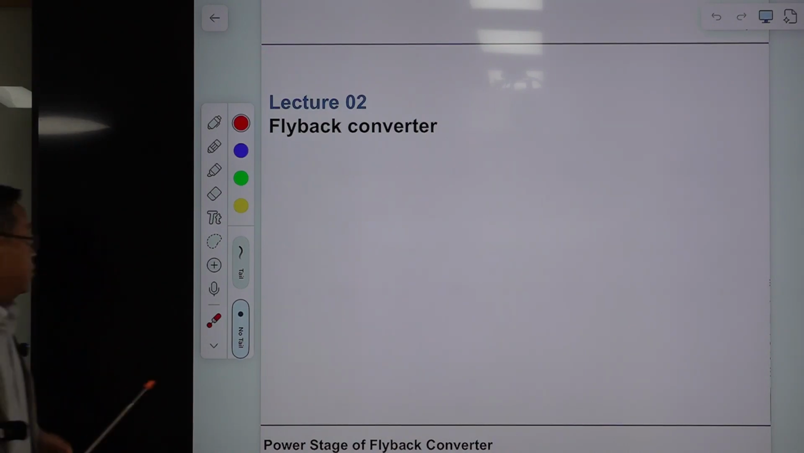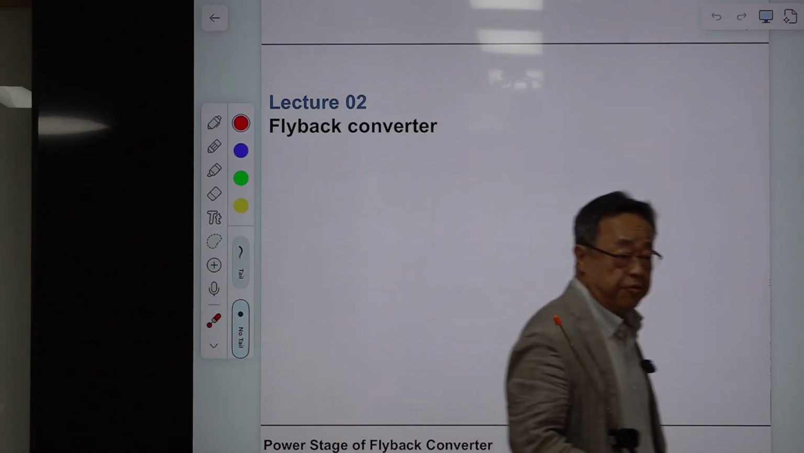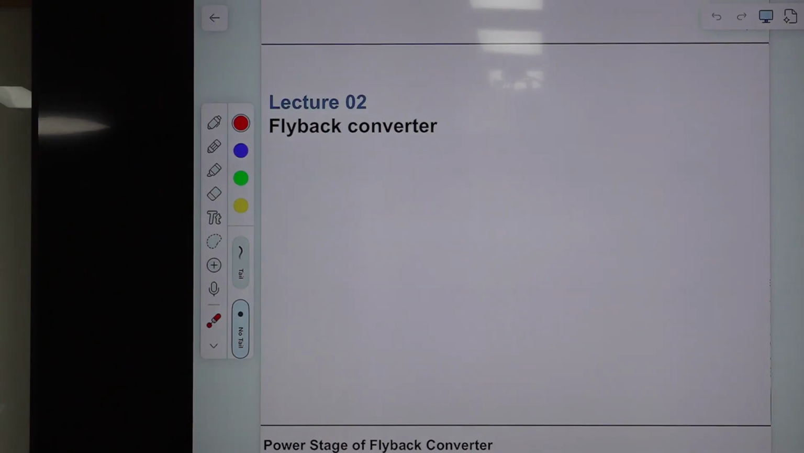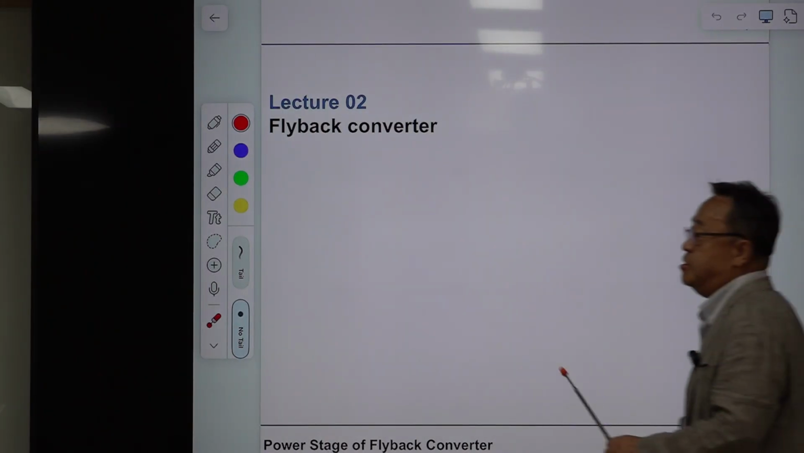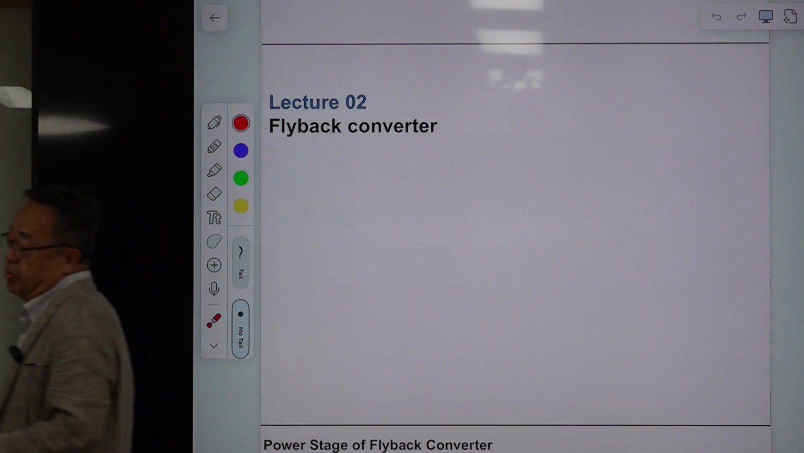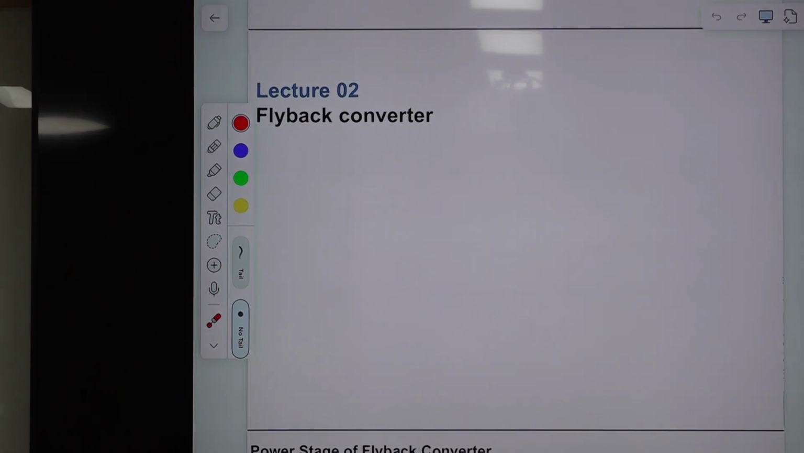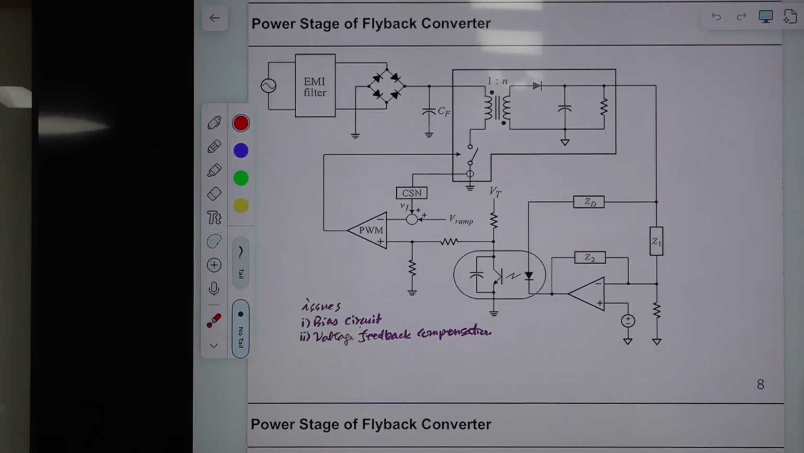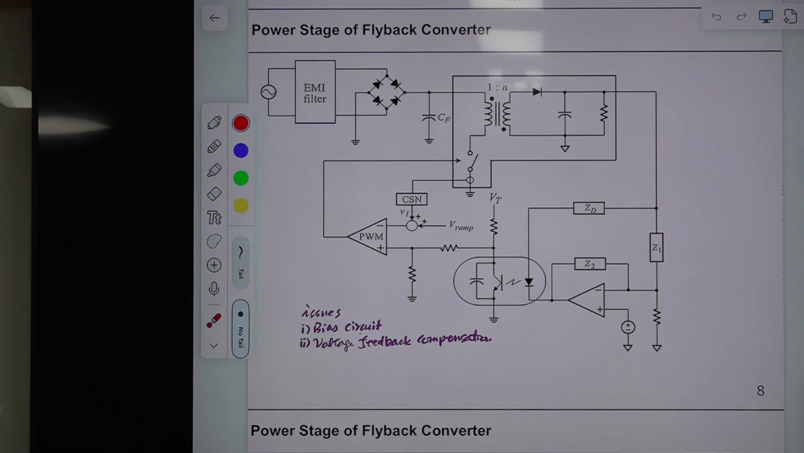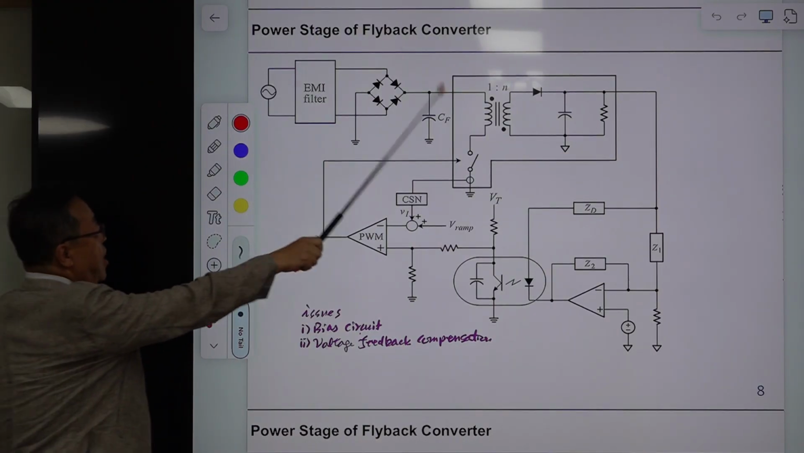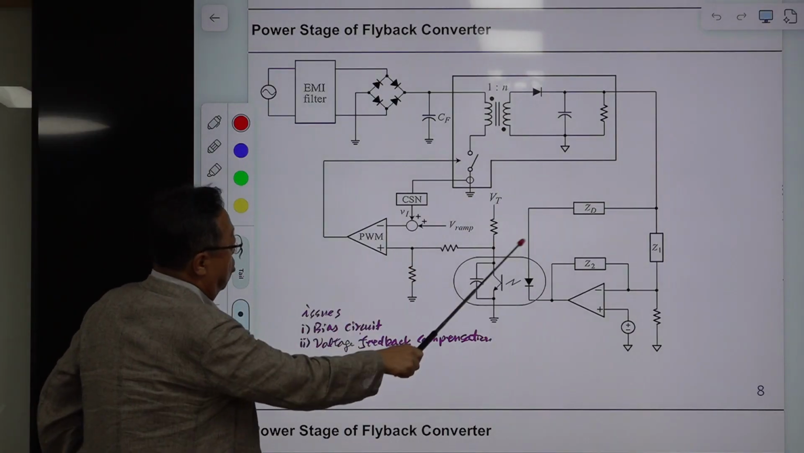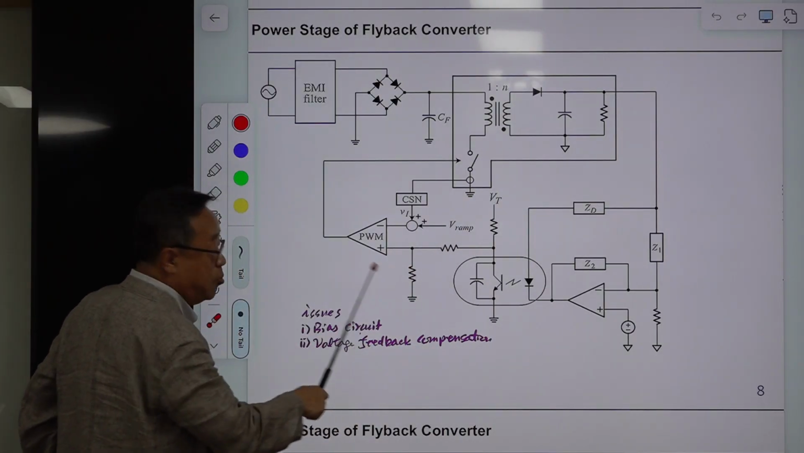Hi students and audience, this is the second lecture about this topic, and the lecture title is Flyback Converter. In this lecture we will be discussing the operation and the steady state waveforms of the Flyback Converter, and this is the simplified circuit diagram of an offline Flyback Converter with optocoupler isolated current mode control.